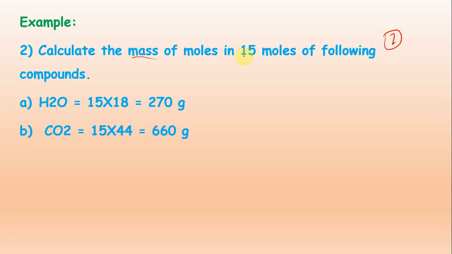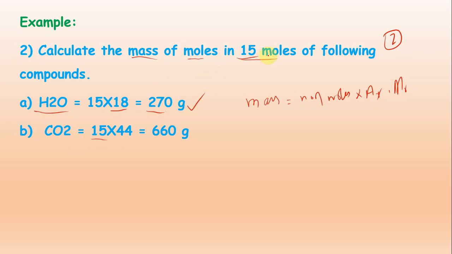calculate the mass of the following in 15 moles of the following compounds. So how to calculate the mass? Mass is equal to number of moles multiplied by AR or MR. So H2O, number of moles is given as 15, and the MR of the water is 18. When you multiply it you will get 270 gram, that is the mass.